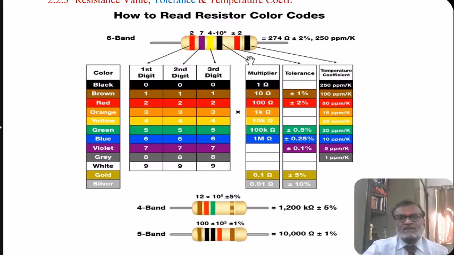Sometimes in the property group, there is an additional ring that indicates the temperature coefficient, as shown in the 6-band resistor, the last ring. Here this last ring is black, and black corresponds to the temperature coefficient of 250 ppm per Kelvin.